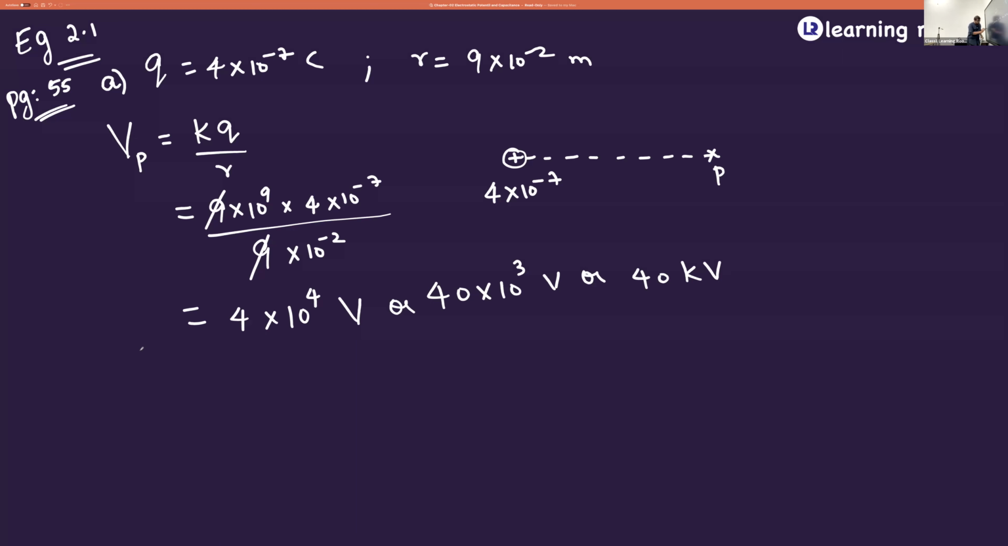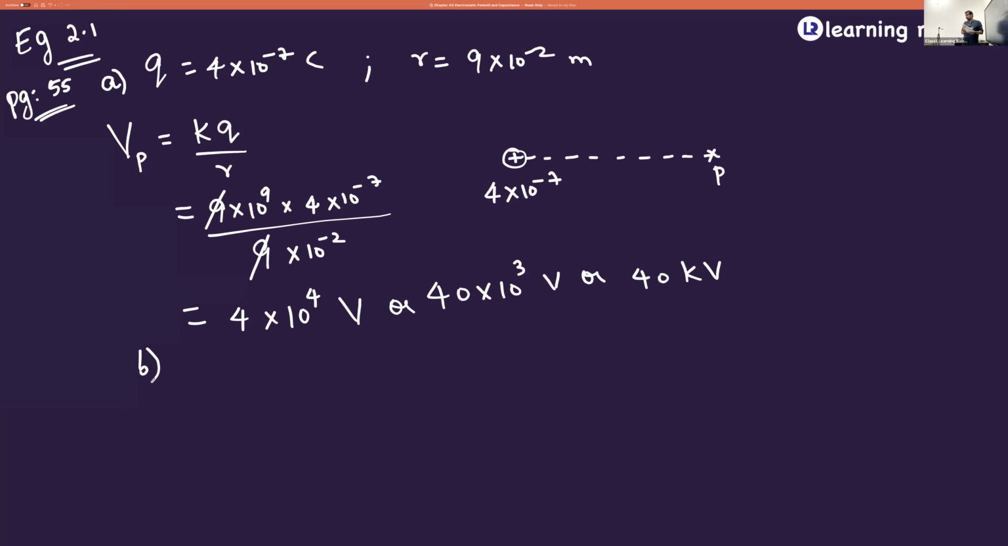Right. So if you see the next part of the question, they're saying, hence, obtain the work done in bringing a charge of 2 into 10 power minus 9 coulomb from infinity to the point P. That is the first part of the second question. And the second part is, does the answer depend on the path along which the charge is brought? Okay, let's do the first part.